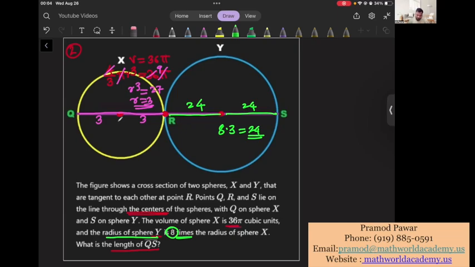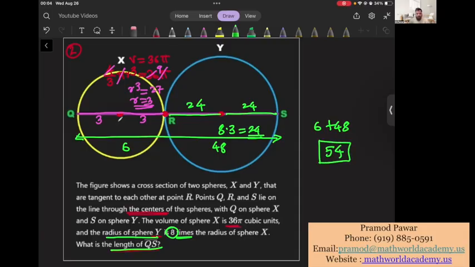And then you can answer the final question. Final question says, what's the length QS? So QS is this total length. As total length becomes, so this is 6 and this is 48. So you do 6 plus 48. Again, you can use Desmos, calculator, but don't make any algebra mistakes, okay? So that's going to be 54. So 54 is your final answer.